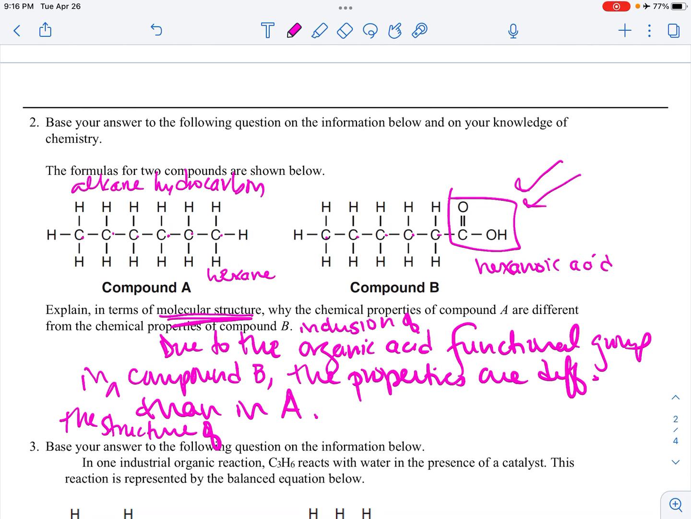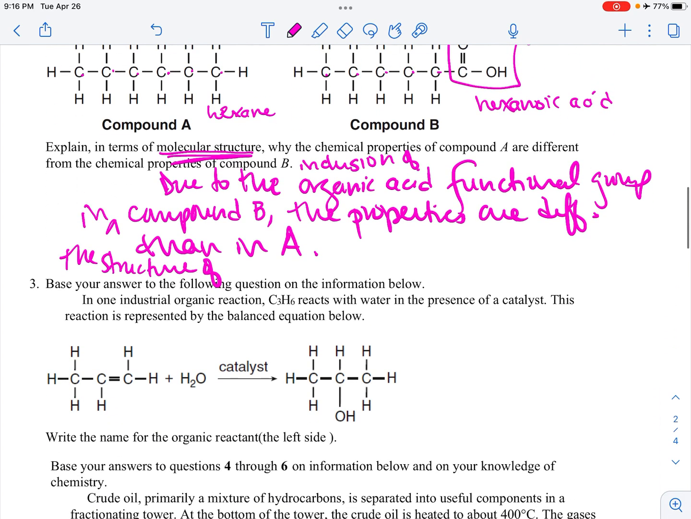So once again, that's kind of messy. It says, due to the inclusion of organic acid functional group in the structure of compound B, the properties are different than in A. According to the answer key, it says molecule B has an organic acid functional group. A does not. A has all single bonds, and B has a double bonded oxygen atom. It does talk about, yeah, you just got to talk about how it's built.